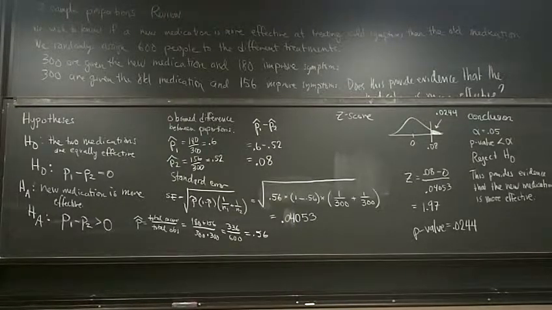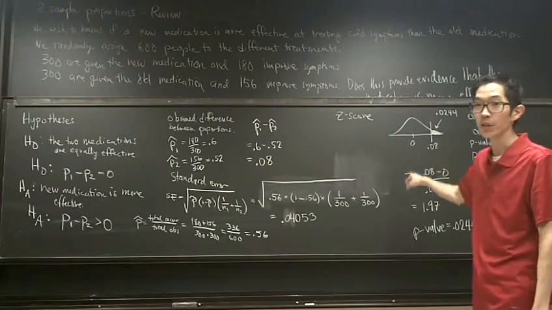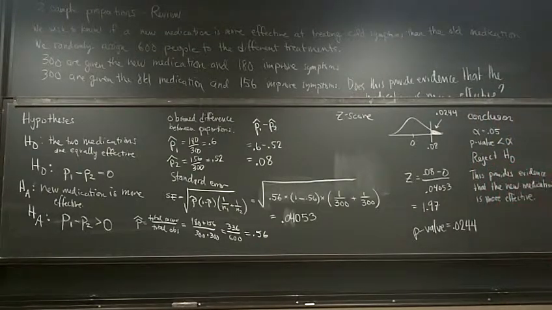Yes, question? Alright, keep it down, you guys. So finding the z-score, it's the observed difference over the standard error. Yes. Alright. Any other questions? No?